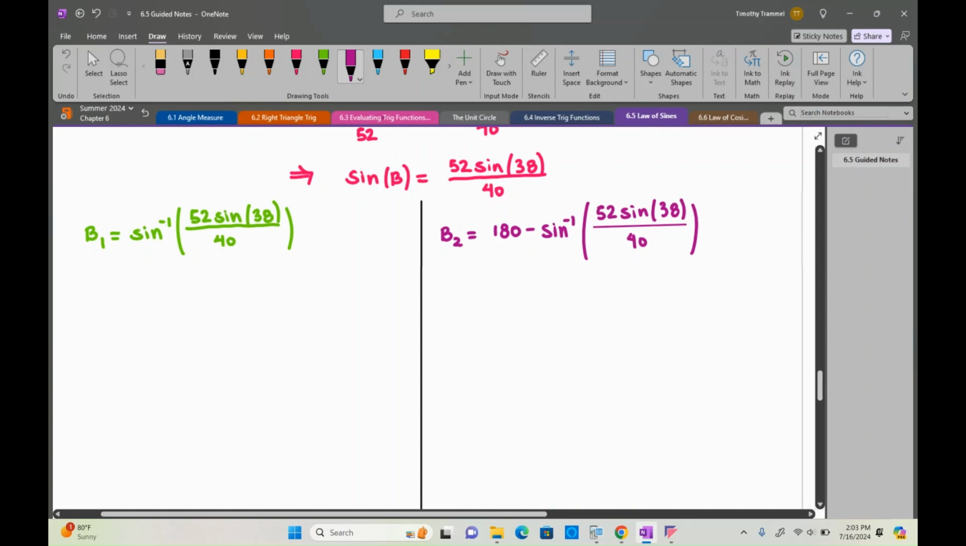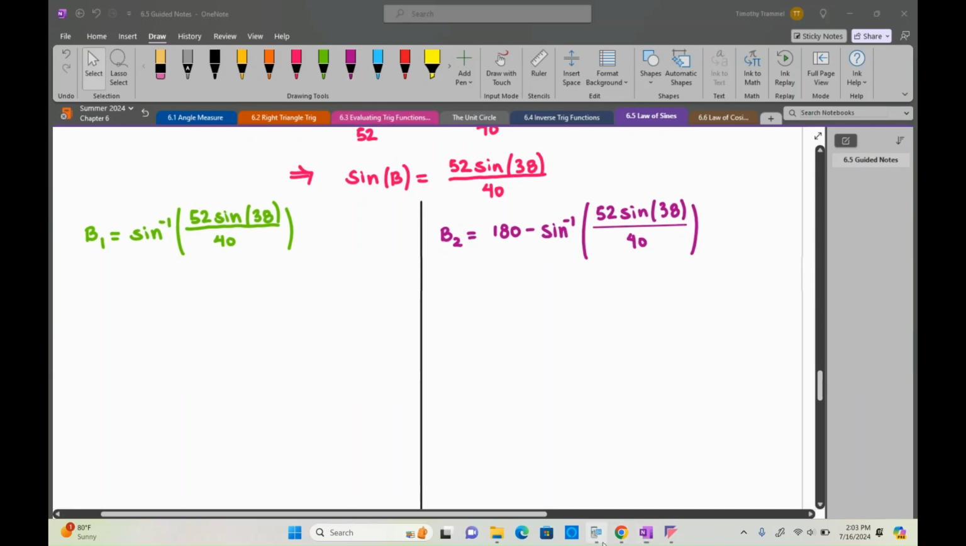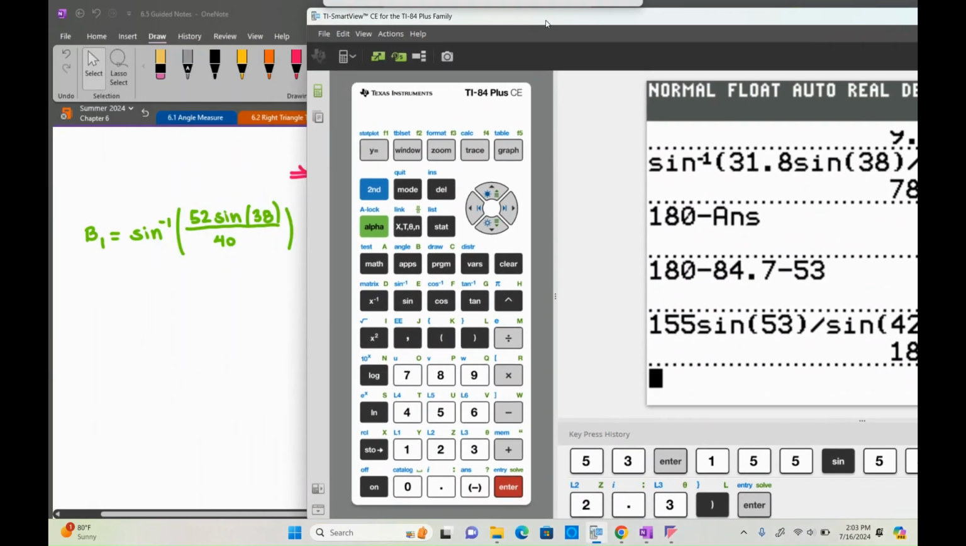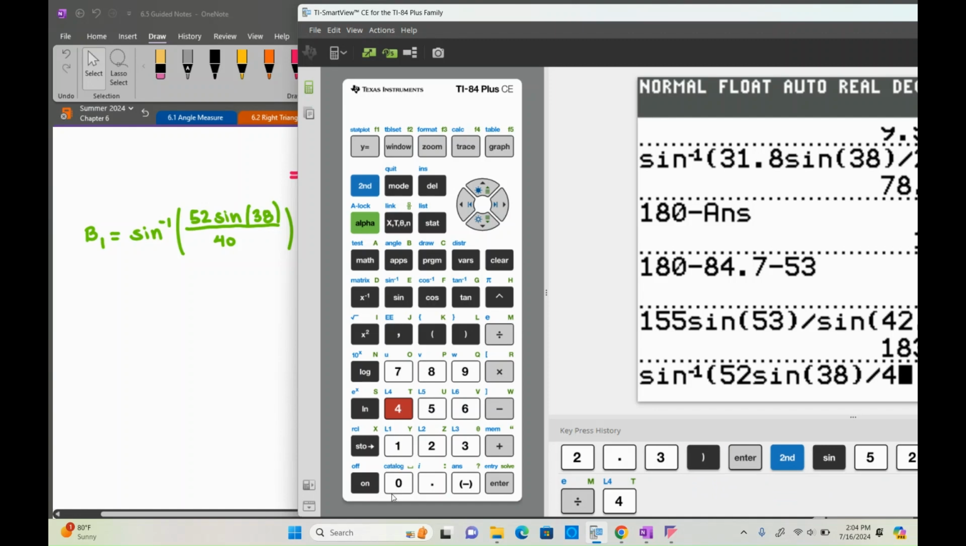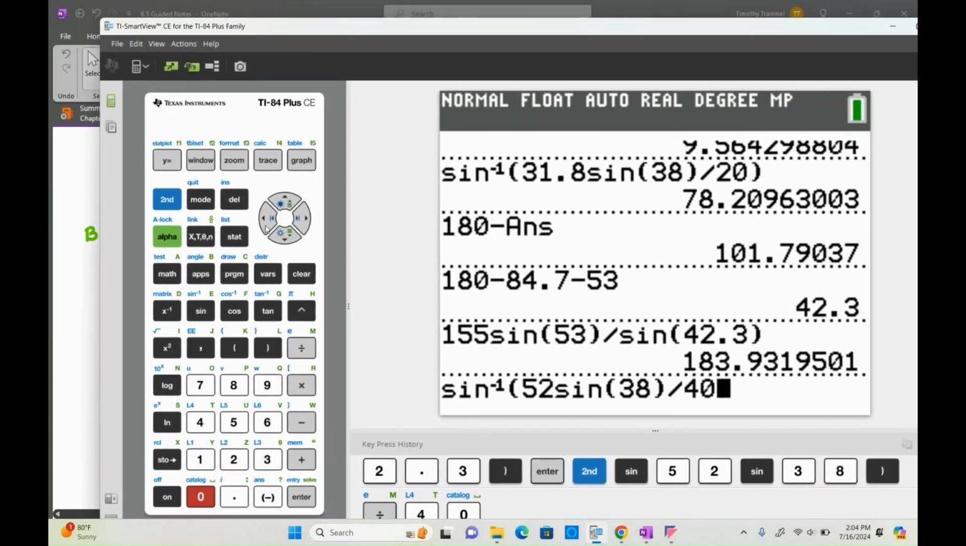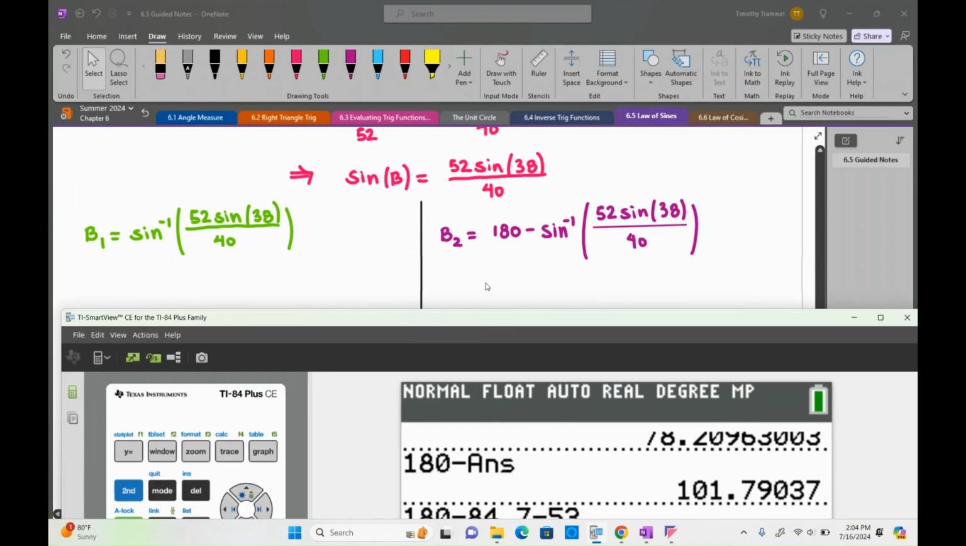All right, so let's work with the triangle on the left here first. If we pull up our calculator, I'm going to press second and then sine for sine inverse, 52 sine of 38, and then I want to divide that by 40. Then I'll close that off and hit enter. So I'm getting about 53.2 if I round to the first decimal place.